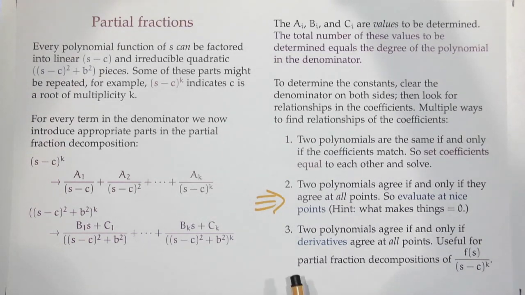The last thing says, all right, 2 polynomials agree if and only if their derivatives agree at all points. And so you just start taking derivatives and plugging in, again, choosing wisely. This is somewhat more specialized, but it's a really cool way if you ever have something where your partial fractions is something upstairs and downstairs, it's s minus something to a power. And depending upon how much time we have, we'll see all of these.